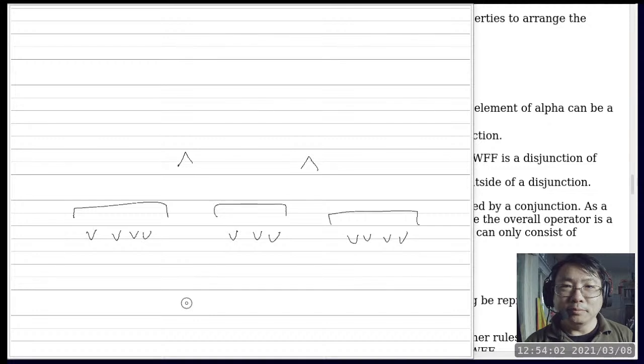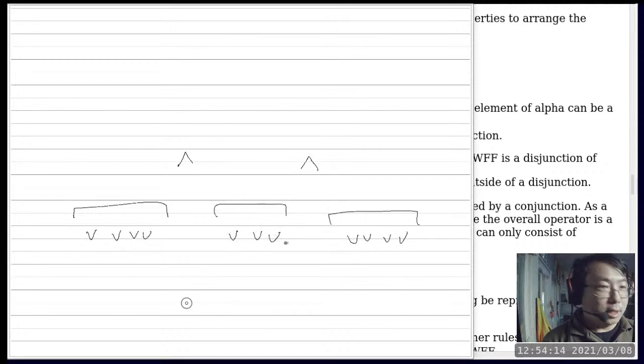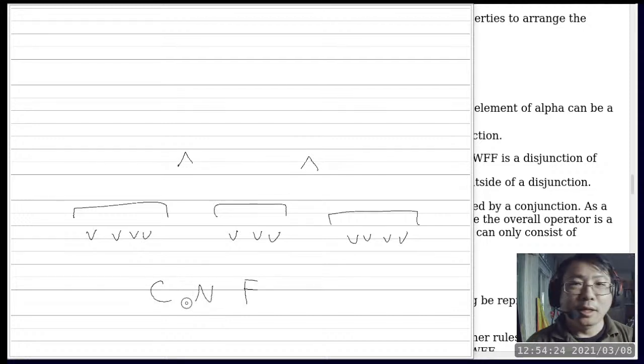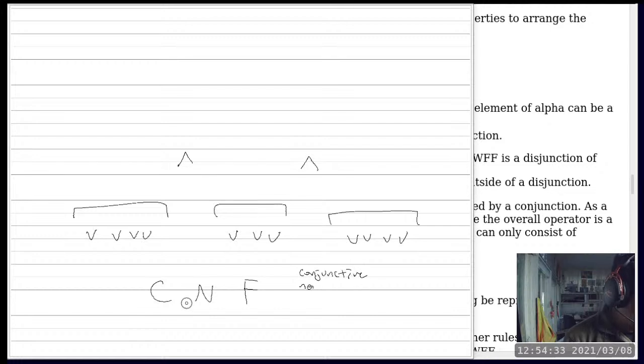This looks like a three-fanged smiling vampire with two hands. These two are the hands, right? This is the mouth, and these are the fangs, and these are the smiling eyes of the vampire. Anyway, this is called CNF, for conjunctive normal form. Okay, so CNF stands for conjunctive normal form.